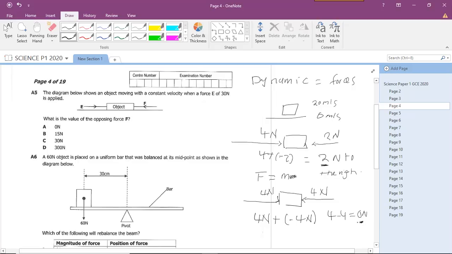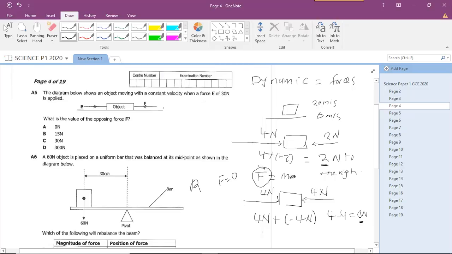This 0 newtons means resultant force. This force is equal to mass times acceleration, which is 0. And if it's 0, will there be acceleration? Acceleration will be 0. So no acceleration, meaning the object is moving at a constant speed.